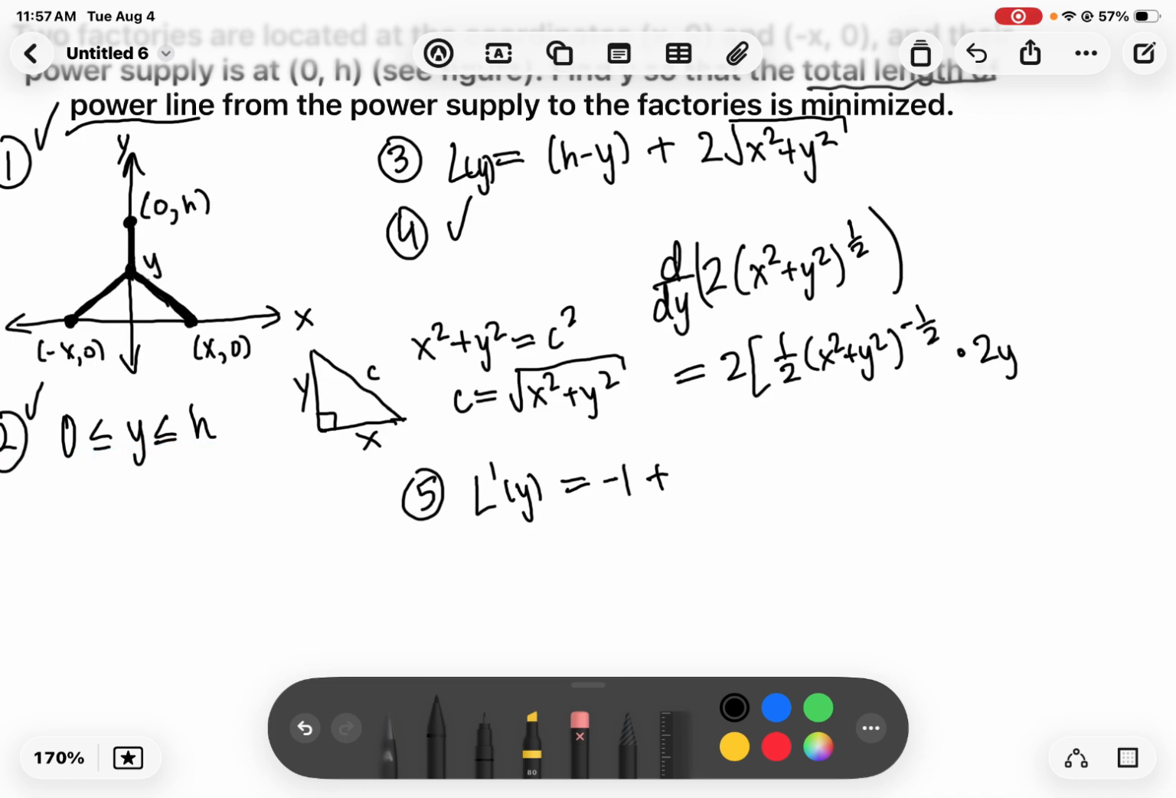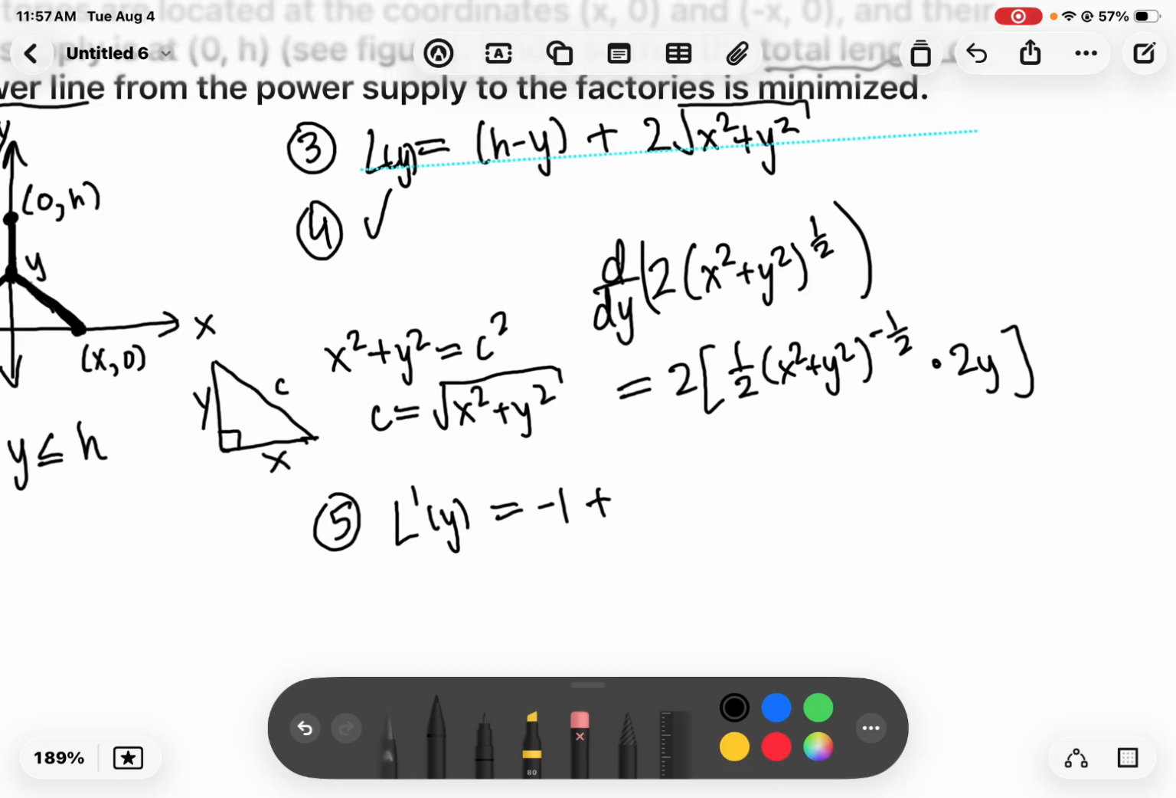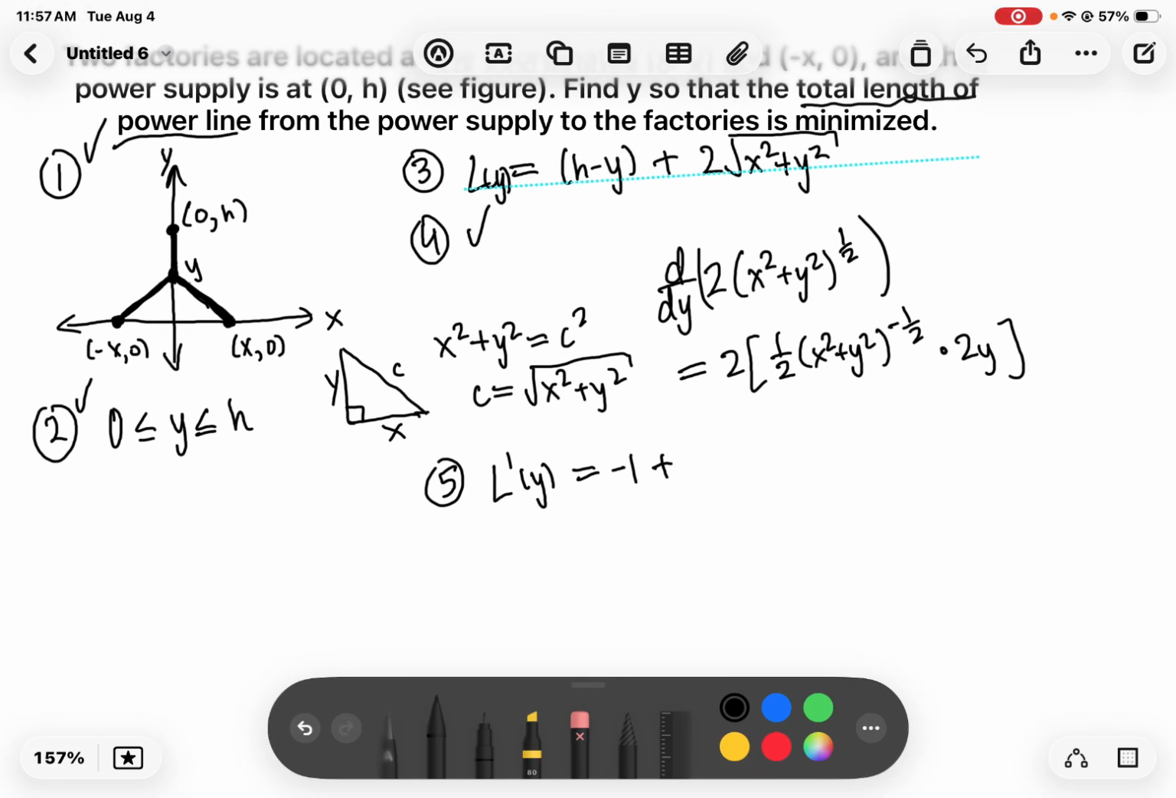That's because x squared is a constant, and the derivative of a constant is just 0. We can treat this whole thing as some constant, so its derivative is 0. We just have this y squared right here, and differentiating that, you get 2y. Notice that now the 2 and the 1/2 cancel, so we're left with 2y over the square root of x squared plus y squared. We can put that right over here. I'm going to delete this real quickly and move it over right here.